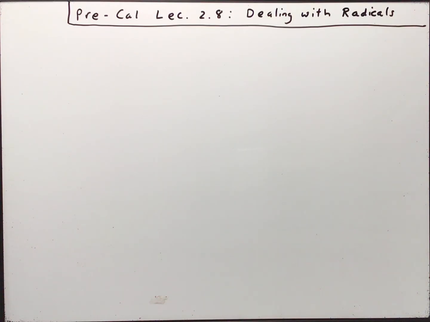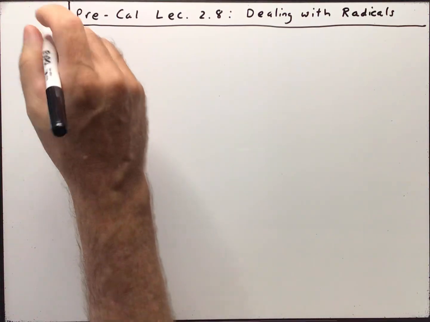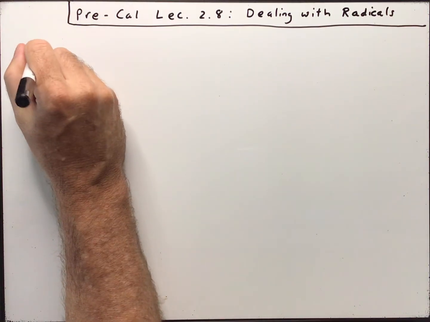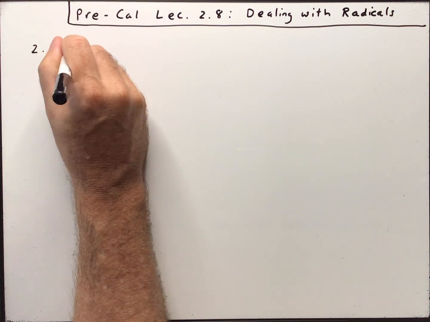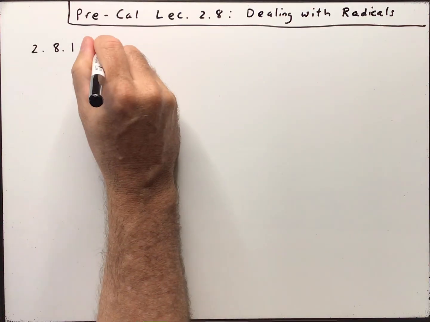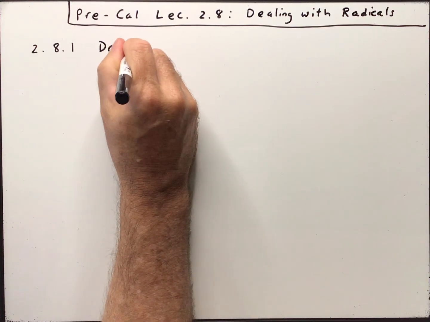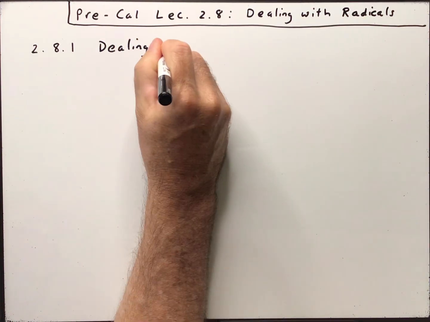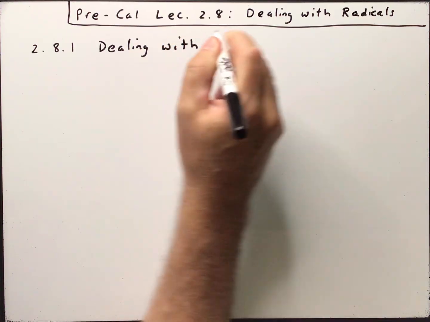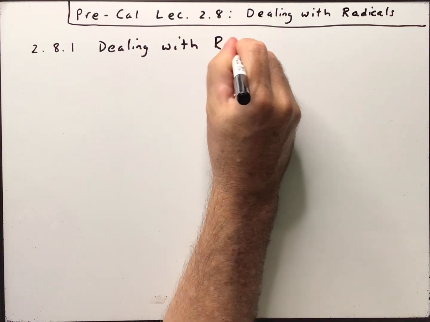Hello there, welcome to PreCal Lecture 2.8, where we are going to be dealing with radicals, all right? How to solve for x when we've got radicals involved. All right, so section 2.8.1, we'll call dealing with radicals.